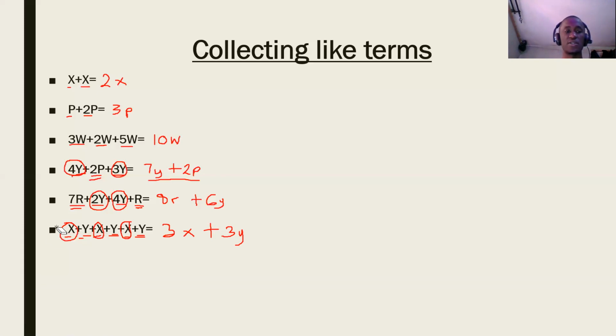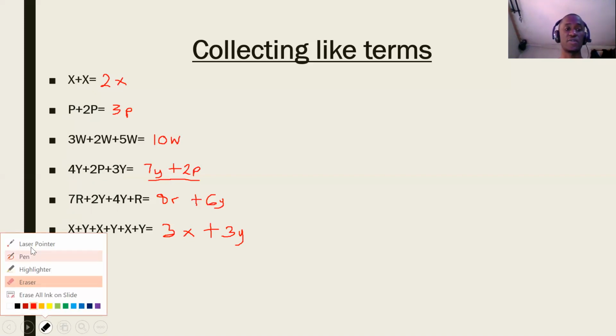So that is the answer. That is how we work out questions on algebra. So just to go through the questions, x plus x tumesema jibu ni 2x.